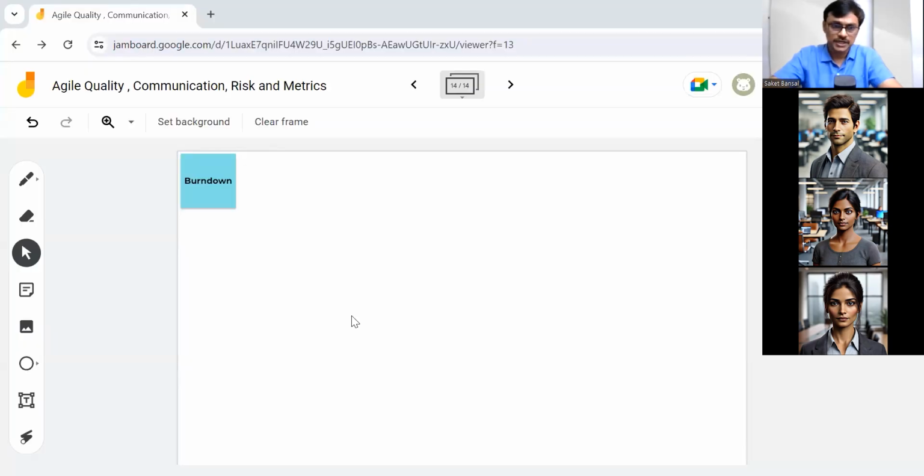Now, what is this burn down chart? You can prepare a burn down chart at an iteration level. You can prepare it at a release level also.